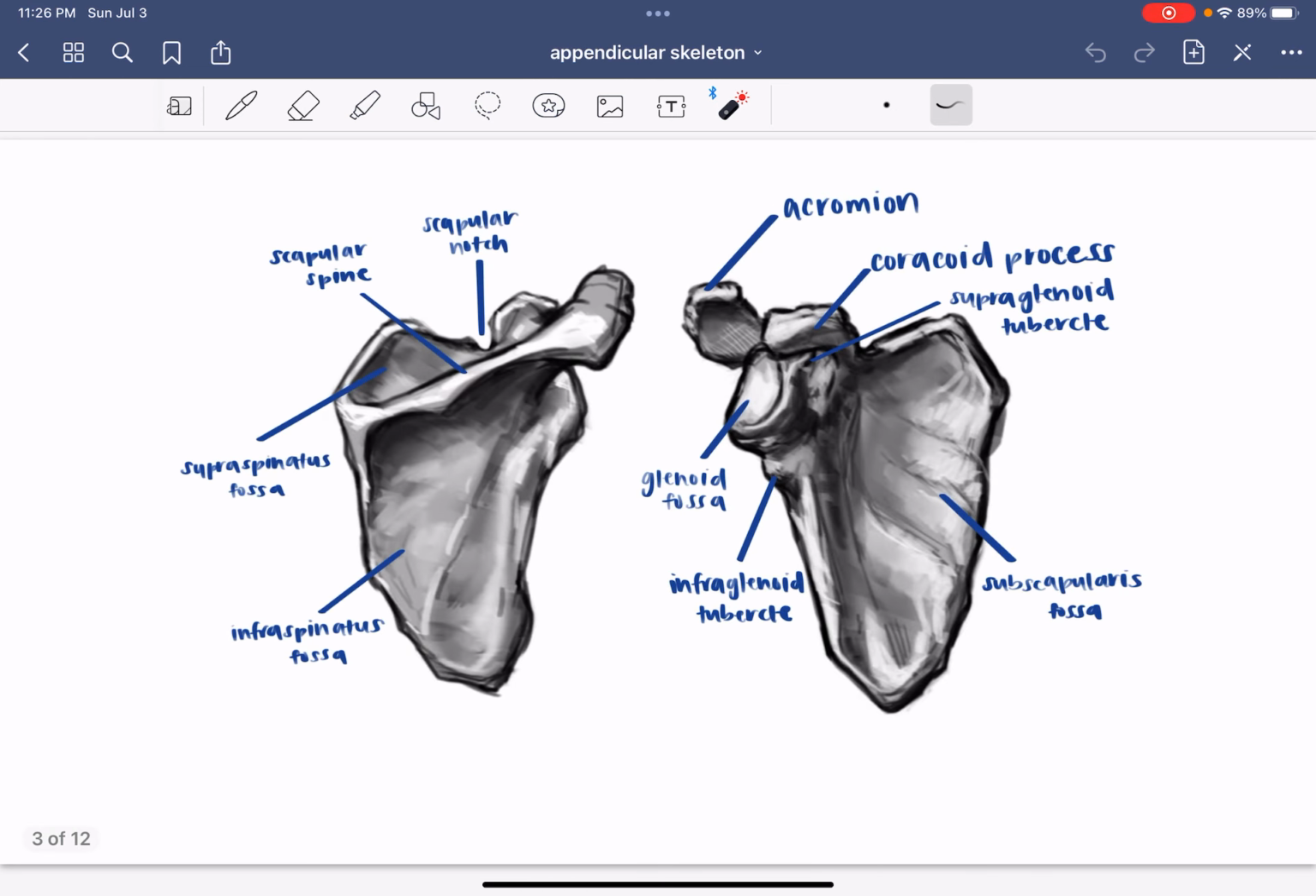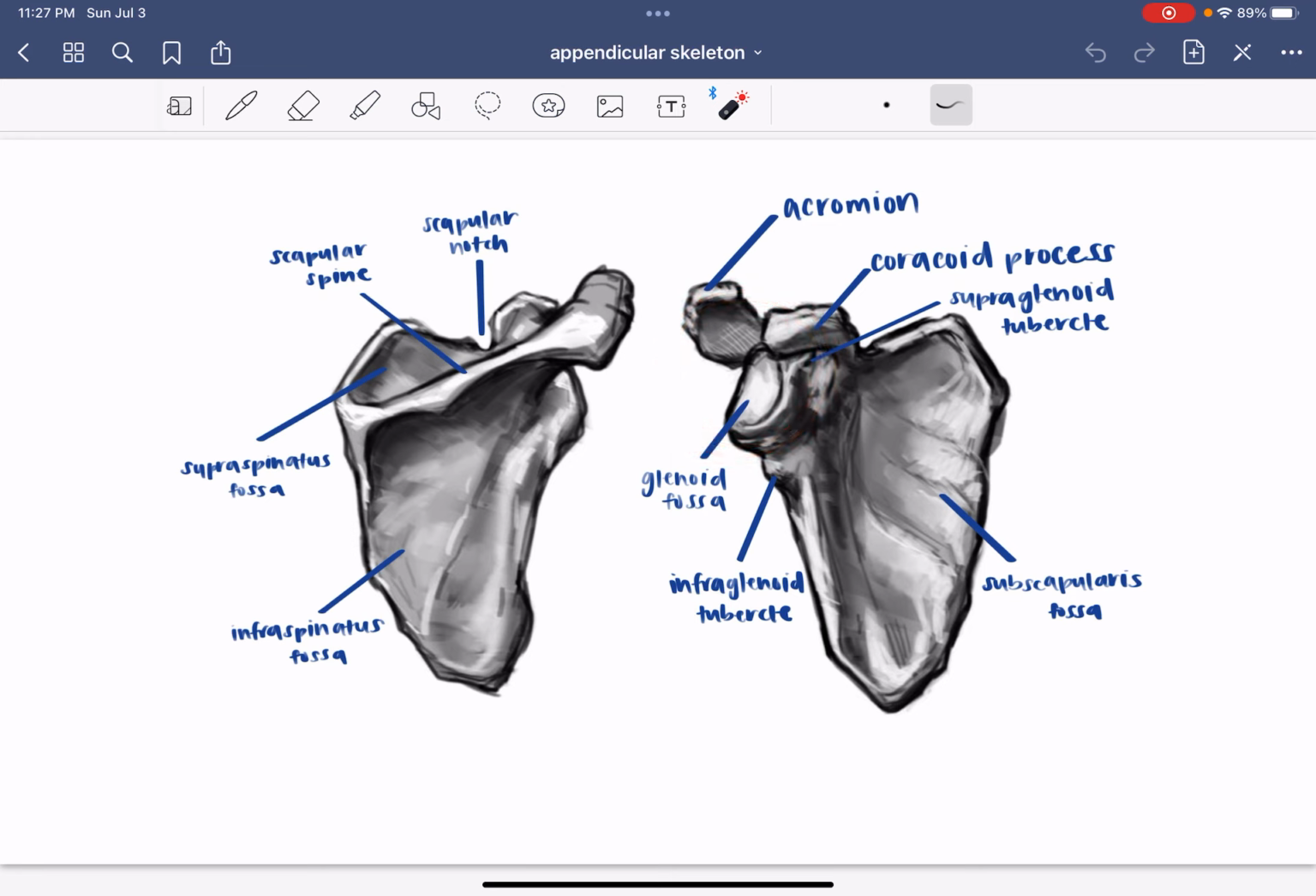Here is the scapula. This is the scapular spine. It helps us identify structures such as the supraspinatus fossa above the spine and the infraspinatus fossa below the spine. You can also see the subscapular notch here, although it is more visible on this side of the drawing. This is the acromion, and this is the coracoid process. Here is the glenoid fossa. Together, these make the glenoid cavity, where the head of the humerus will fit in.